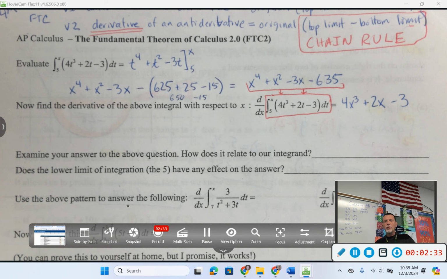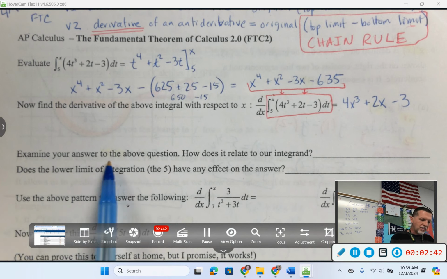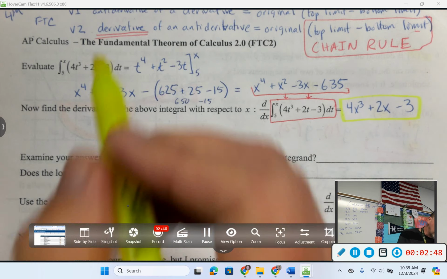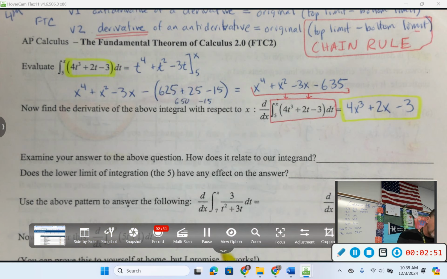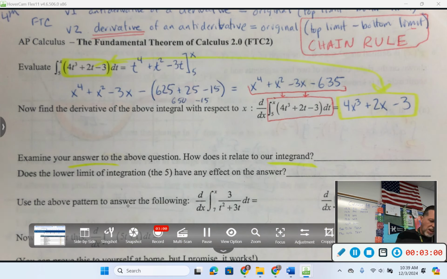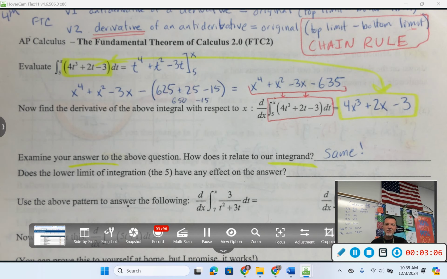Okay, so we sort of walked through what we're about to do by shortcut. We took an antiderivative, and then we took a derivative, and the question is, examine your answer. How does it relate to the integrand? So the answer and the integrand, what would you say about these two things? They're the same. Well, I would think they should be the same, because we took an antiderivative, and then we took a derivative. We took 2 steps forward and 2 steps back, and we got to the same place.